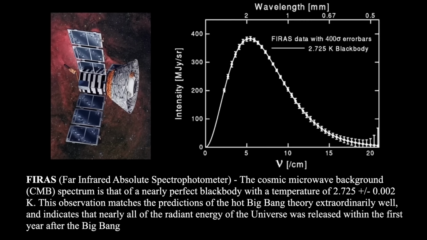COBE's principal investigators, George Smoot and John Mather, received the Nobel Prize in 2006 for the discovery and form of the anisotropy of the cosmic microwave background. And the COBE project turned cosmology into a precision science as a result of that.